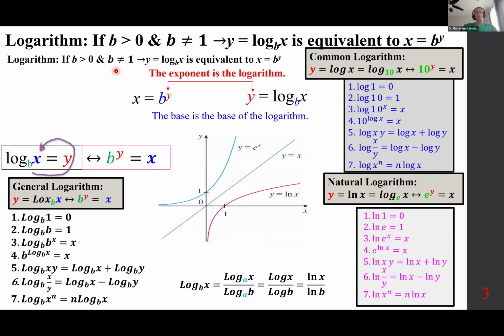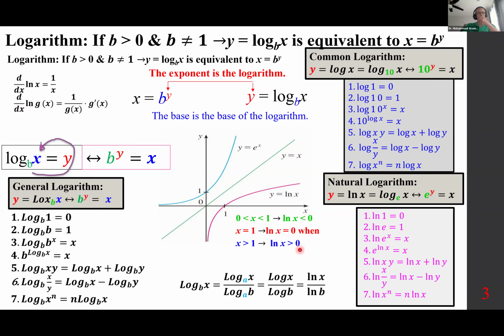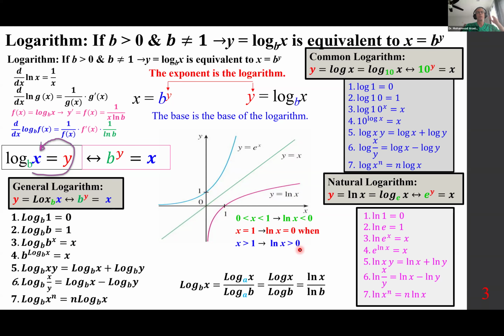And here's the graph giving us the relationship between exponentials and logarithmic functions. They are inverse of each other and therefore symmetric with respect to the line y equals x. This is the change of base formula. And of course, if this point represents (1, 0), if you go to the left of it, between 0 and 1, natural log is negative. Beyond that, natural log is positive, and these are logarithmic properties when it comes to differentiation. So we should be comfortable with those.